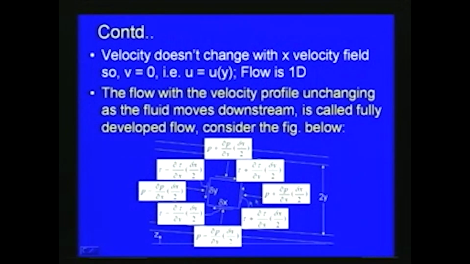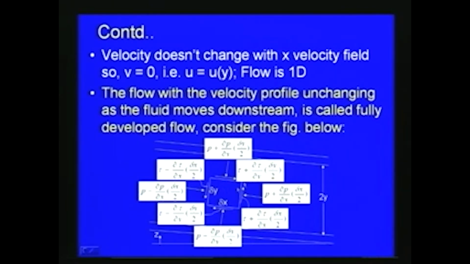If you consider the pressure force on this face of the fluid mass, where P is the pressure, then on this face we can write P minus del P by del x into delta x by 2, and on this face it is P plus del P by del x into delta x by 2. On this face it is P plus del P by del y into delta y by 2, and on the corresponding other side it is P minus del P by del y into delta y by 2.